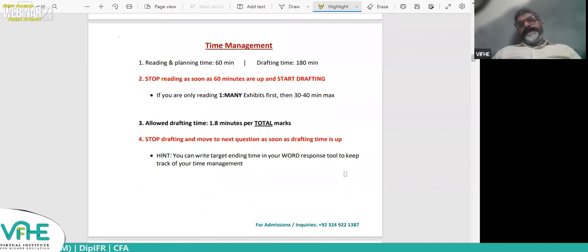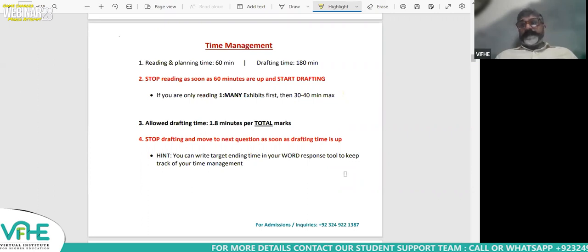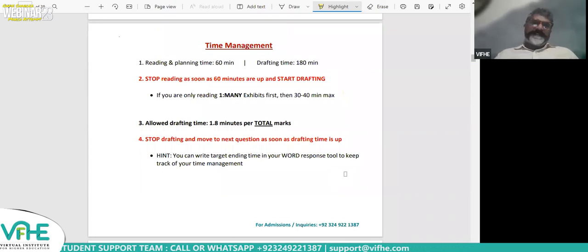Now, time management. Majority of the students fail the paper because of bad time management. What happens is that if you don't plan your time properly, towards the end, you will not be able to complete the paper. You might miss out 10 marks, 15 marks, even 20 marks. So you will effectively be attempting 80 marks or 85 marks. So it's really challenging to pass, to score 50, 55 marks when you just attempt 80 marks, right?